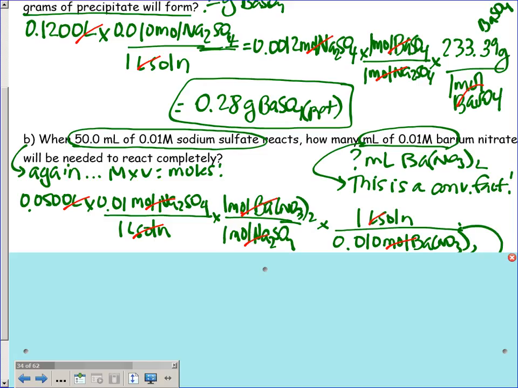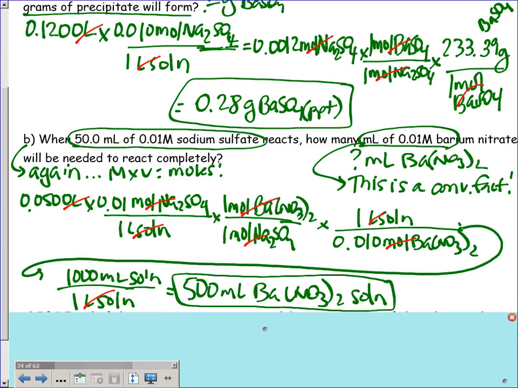And then my final step would be get to what? Milliliters by doing what? Multiplying it by 1,000, so 1,000 milliliters per liter. Okay? So that new molarity thing is the only weird one, it's adjustable, you can flip it if you need to.